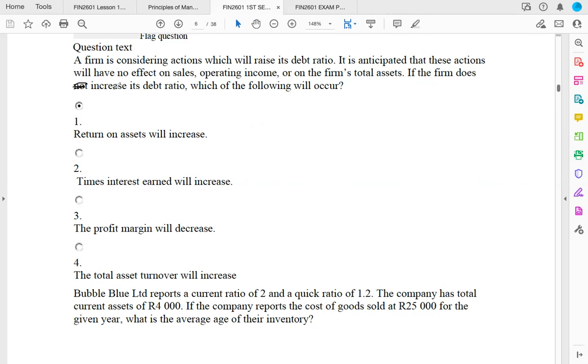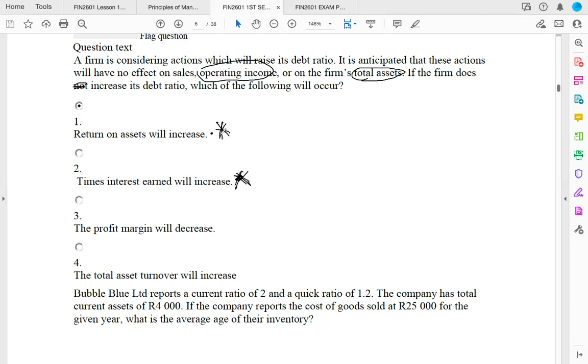Let's say the question said, if you increase your debt ratio and your total assets are the same, your EBIT is the same, you're going to have a higher interest expense. So that would actually mean that your return on assets should decrease. Obviously, your times interest earned ratio will decrease because you'll have a higher interest expense, whereas the operating income is still the same. So I'm saying, let's say the question said if the firm does increase its debt ratio, which will occur. So definitely the times interest earned ratio will decrease.